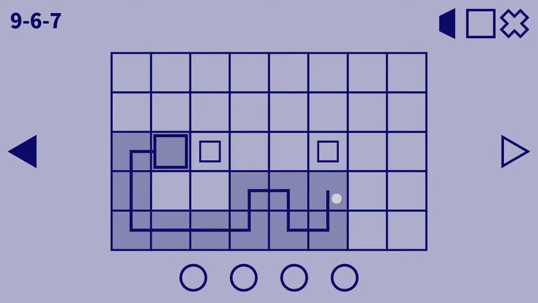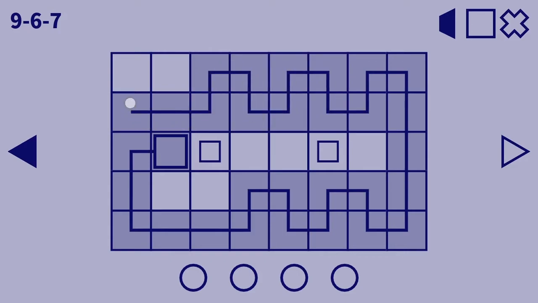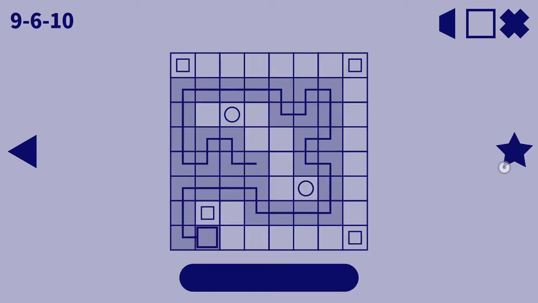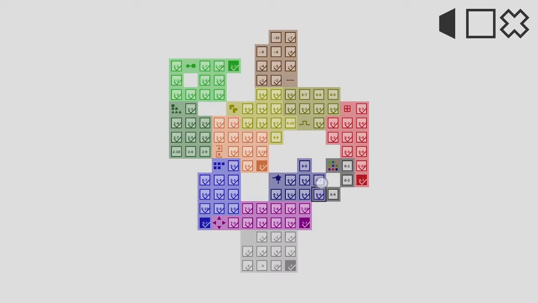Zigzag. Yeah, it's just 2x2 regions. It's okay to have 2 corners next to each other. Okay. Alright, anyway, I've already done that level. I don't need to do it again.